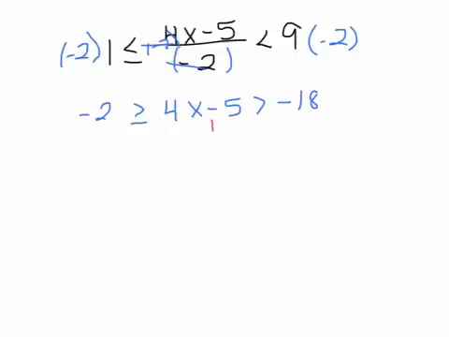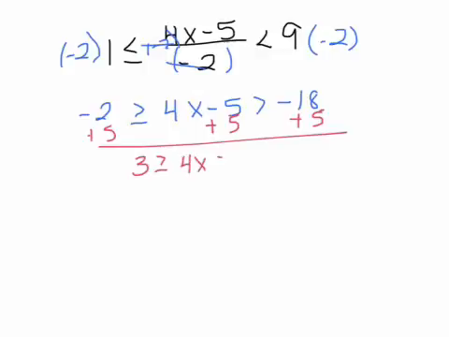The next piece, I'm going to add 5 to the left and to the right. Then I'm going to divide everything by 4. And since I did not divide by a negative, I do not flip the sign. So I have 3/4 greater than or equal to x greater than negative 13/4.